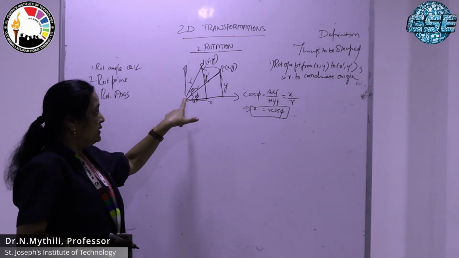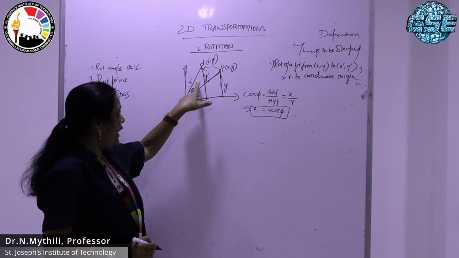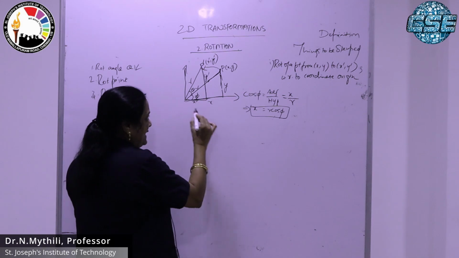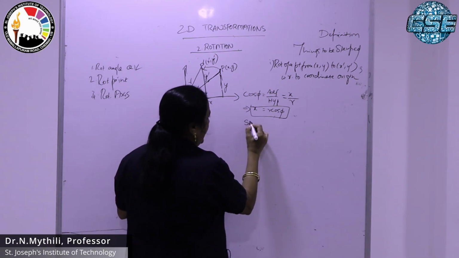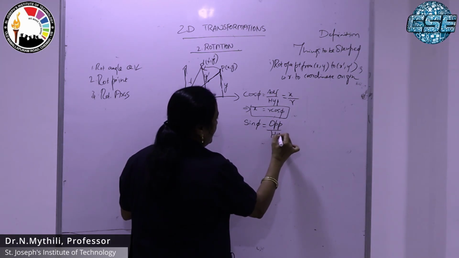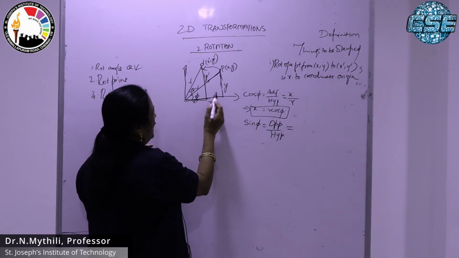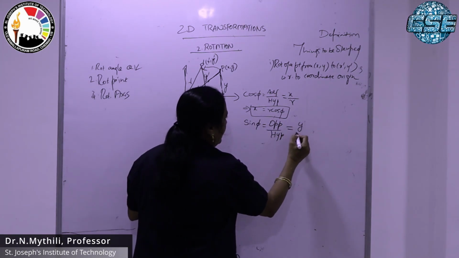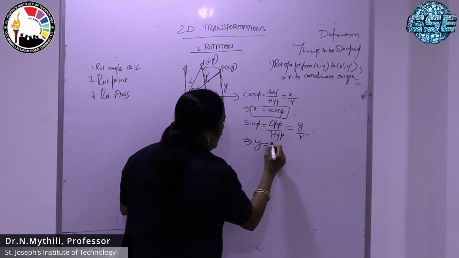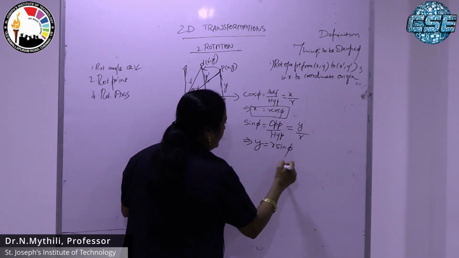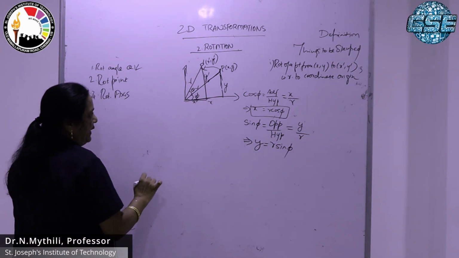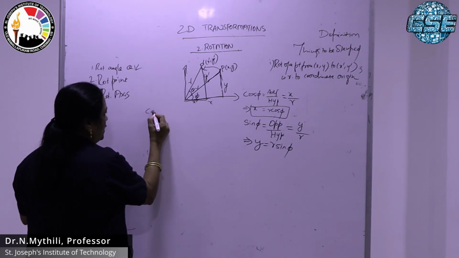Right? So cos phi is adjacent side by hypotenuse. Hypotenuse distance we are taking as r. In the same way, when you take sin phi, that is opposite side by hypotenuse. Opposite side is y and hypotenuse is r, which implies y is equal to r sin phi.